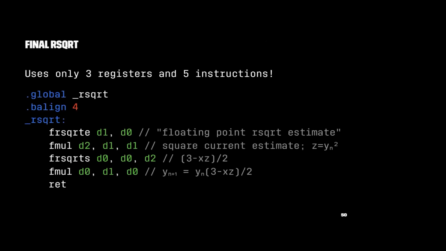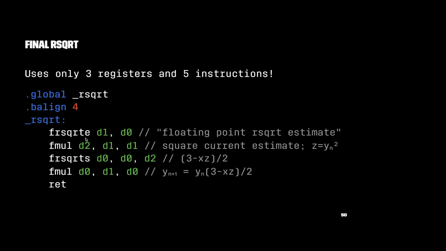Okay, so the R square root that we just did was kind of didactic, and so I want to do a good one here. And so here's one where we only use 3 registers and 5 instructions. There's kind of a new instruction here, which is floating point reciprocal square root estimate.